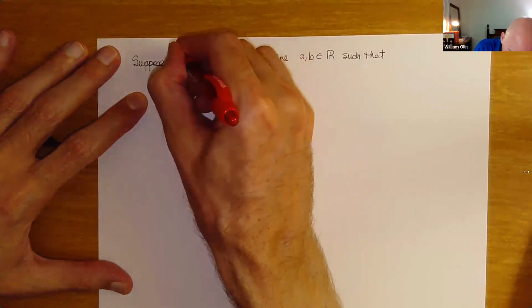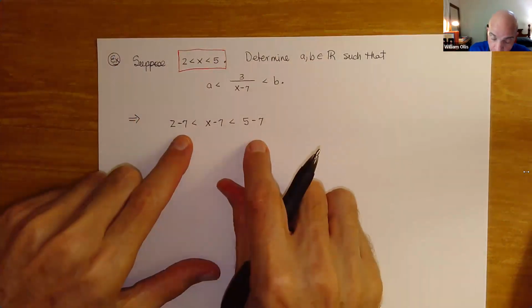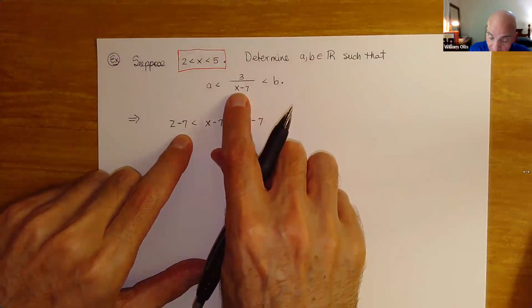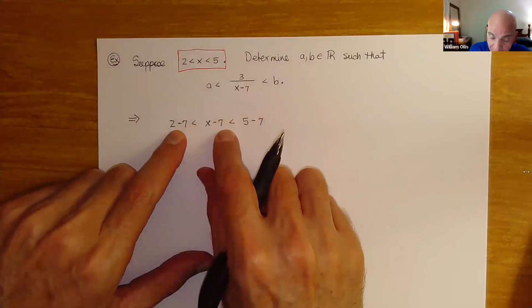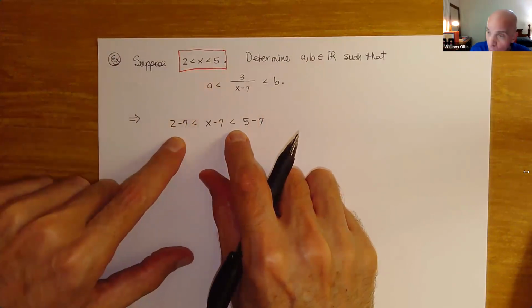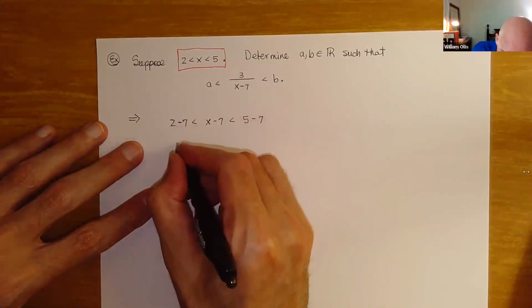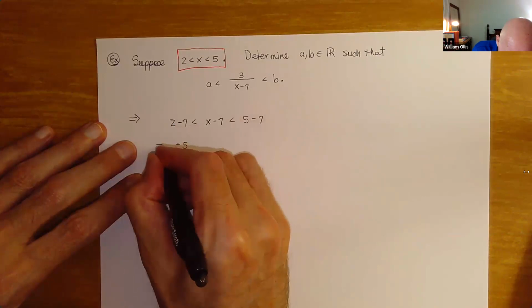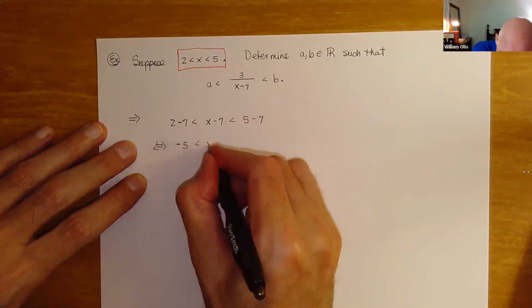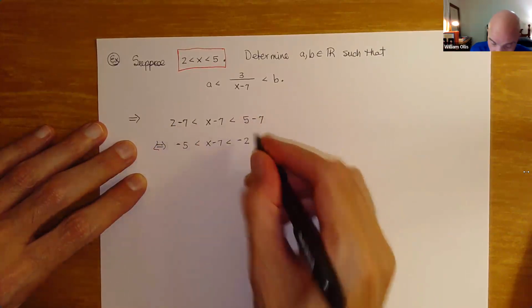That's what we know about x. We can say it's between 2 and 5. It lives in the interval from 2 to 5 exclusive. And so if we're interested in the quantity x minus 7, we could simply subtract 7 from each side in the inequality and figure out where it resides. So of course, 2 minus 7 is a negative 5. Very simple. And then of course, x minus 7. And then 5 minus 7 is a negative 2.